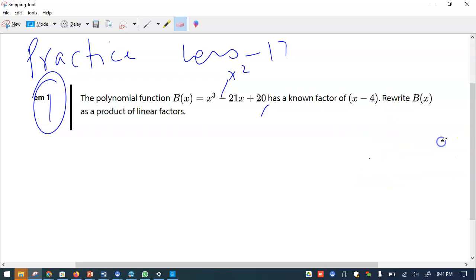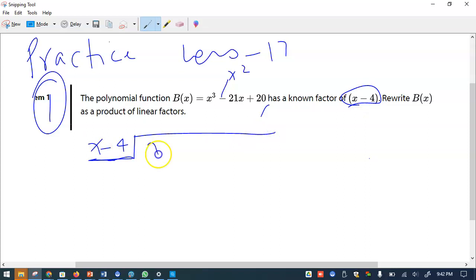So what is that long division method? You put it like this. The factor is the divisor, so you put x minus 4, and this is x cubed. Remember there's no x squared term here, so I'm going to put 0x squared. And then there is minus 21. This is the first step, to write everything out completely.